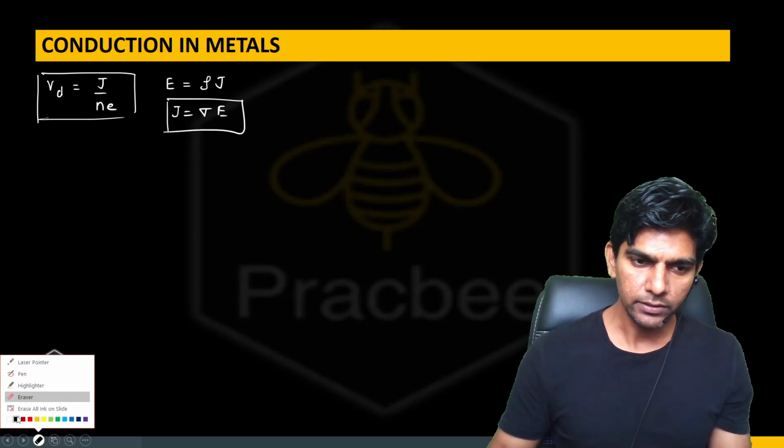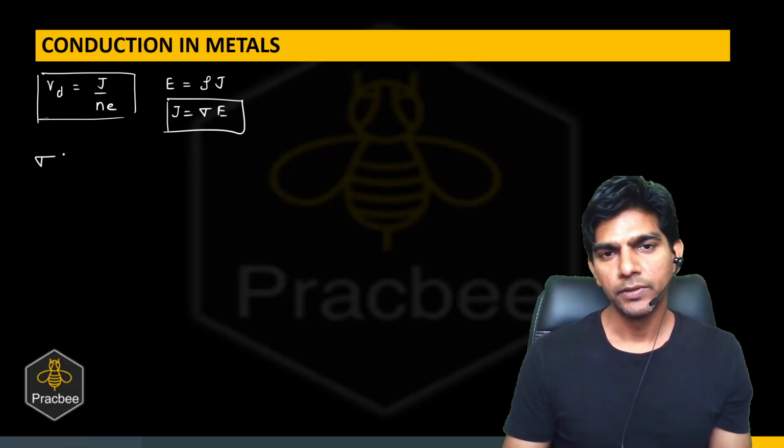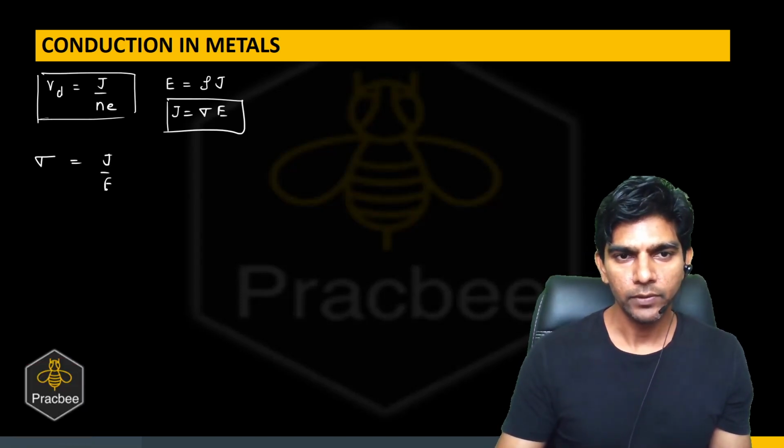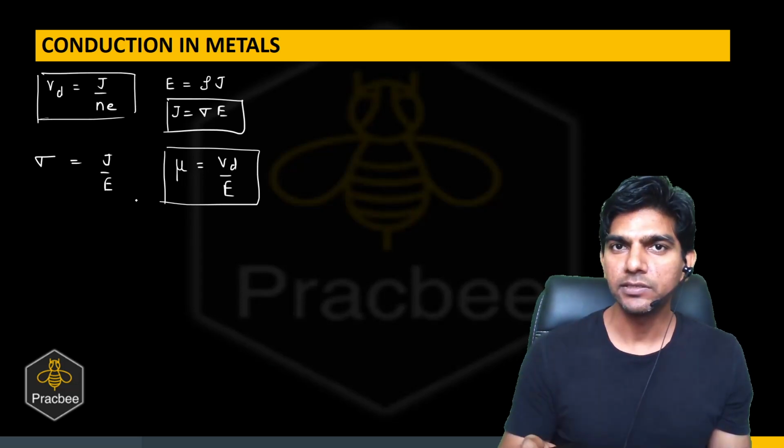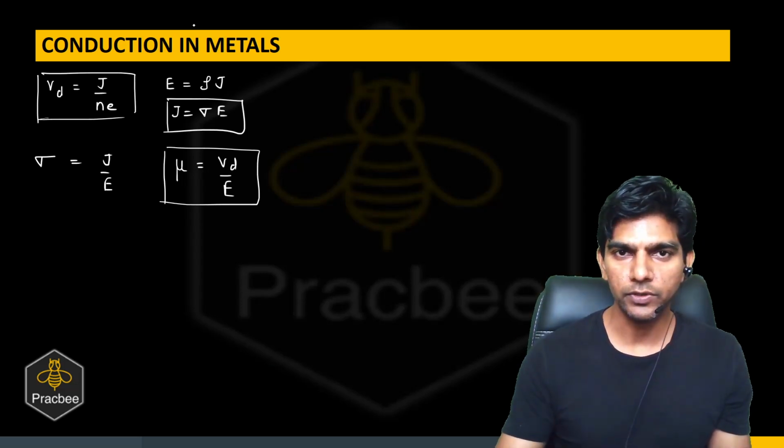So here I want to find the value of sigma. Now sigma is J upon E. And we know one more formula, which is the mobility of charge carrier, which will be drift velocity per unit electric field. So there are 3 formulas. I'm going to use these 3 formulas to see what is the conductivity of a metal.